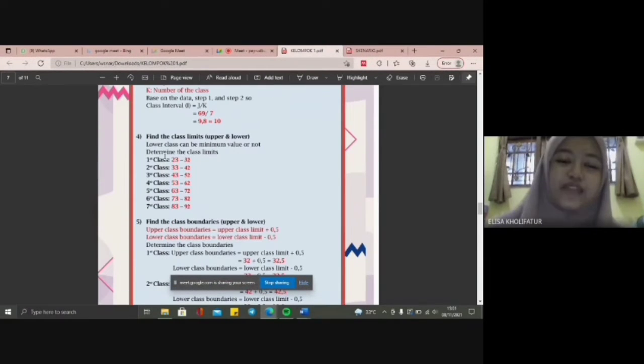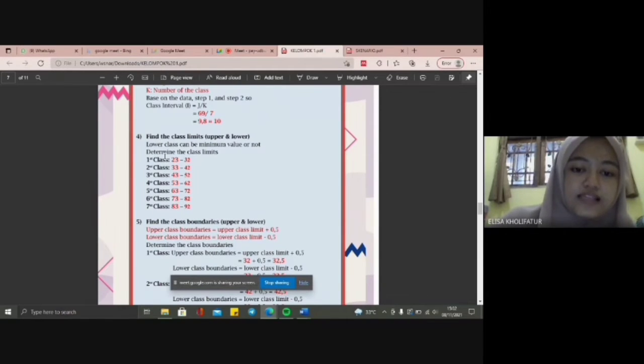Number 4, find the class limits, upper and lower. The lower class can be the minimum value or not. Determine the class limits. First class is 23 until 32. Second class is 33 until 42. Third class is 43 until 52. Fourth class is 53 until 62.